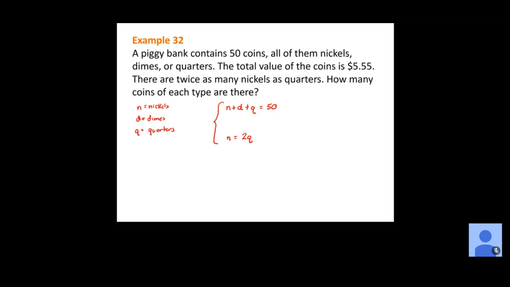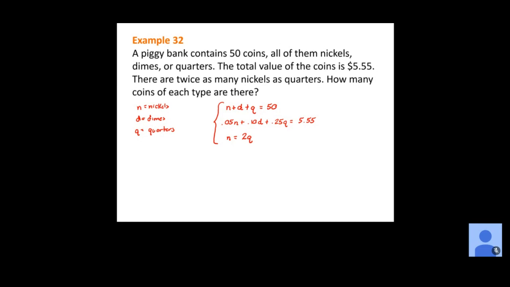All right, so we have 0.05, right? Because that's the value of a nickel. We're going to have to multiply that, though, by the number of nickels, right? So don't forget your variables in this equation. So it's going to be 0.05n. Value of a dime is 10 cents, so 0.10d. Value of a quarter is 0.25q. And then we know that the total amount of money that we have is $5.55. So that's going to be our second equation. And we have our third one down at the bottom.